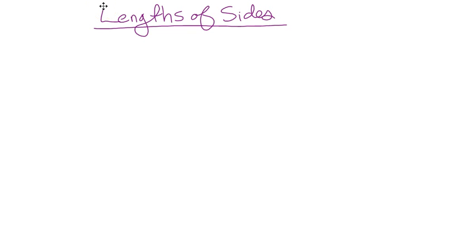Okay, so lengths of sides. We're using trig to calculate lengths of sides. So first off, the thing to remember is SOH CAH TOA, right? What that means is you look at a triangle, you find the right angle, because all we're doing is right angle triangles, right? From that you name the hypotenuse, or you indicate which side is the hypotenuse.